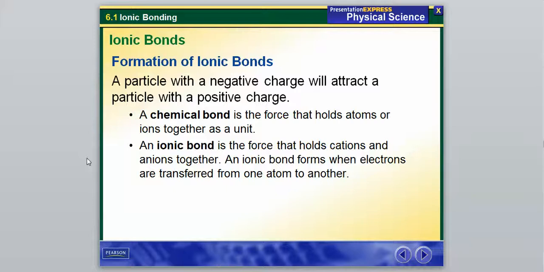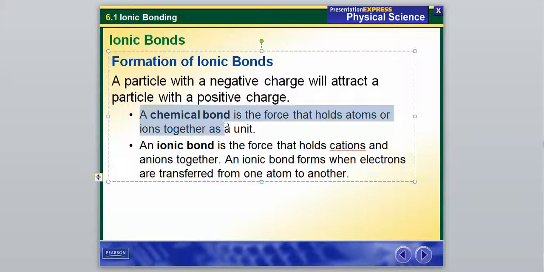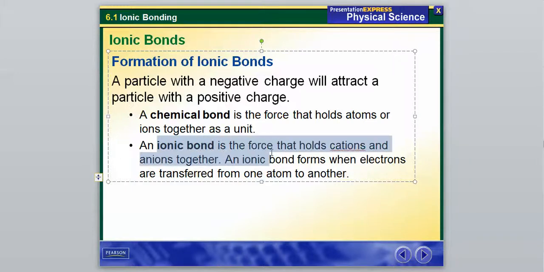And now, actually, the formation of our ionic bonds. So a particle with a negative charge will, in fact, attract a particle with a positive charge. So that's pretty much basics. Opposites attract. We already talked about that. And a chemical bond is the force that holds atoms or ions together as a unit. So this is the big general term for a force that holds atoms or ions together. And then the specific bond that we're talking about, an ionic bond, is a force that holds cations and anions together. And it will only form when electrons are transferred from one atom to another.